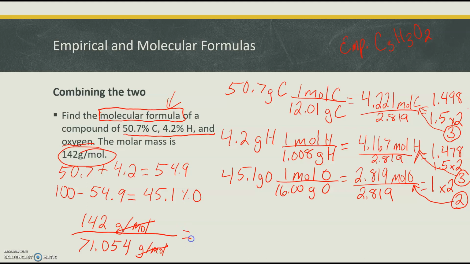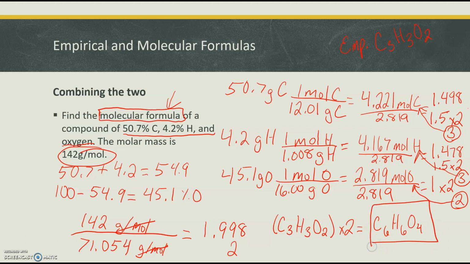After we divide this, we are going to get 1.998. Remember, we need this to be a whole number, and our 0.998 really rounds closely to 2. So we are going to multiply our empirical formula by 2. This will give us C6H6O4. This is our molecular formula.